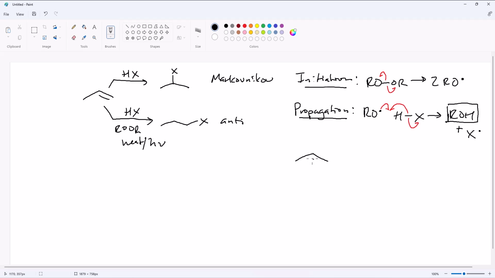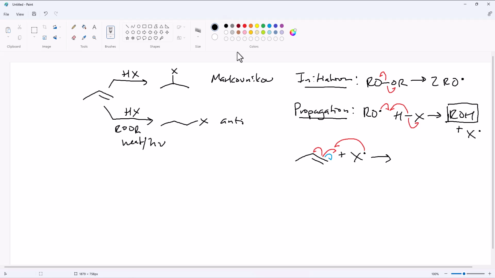Finally, we can have X dot react with the alkene to form a new radical species. Now we have a choice here. And I won't draw the second arrow. We have one arrow that can push onto the secondary position, and we have another arrow that can push onto the primary position. So let's examine those two species.